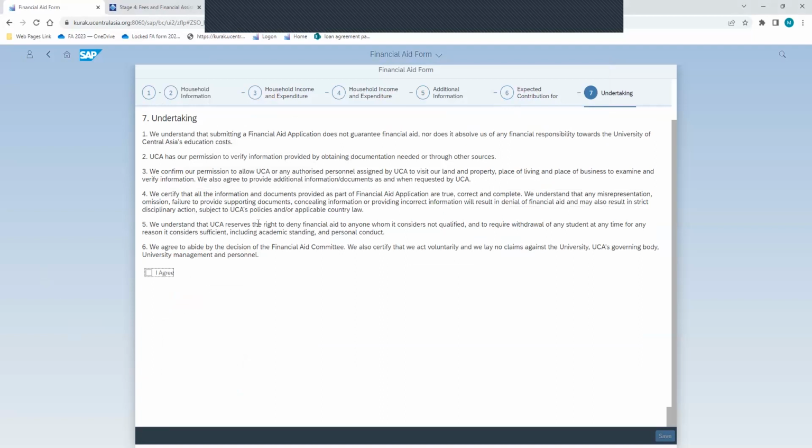You have to very carefully read step 7. It tells us that we understand that we submit a financial aid application, that UCA is given permission to verify that information, and that we certify that all the information and documents provided as part of the financial aid application are true, correct, and all these things. So you're reading it, and when you click agree, it means you have read all these 6 points, you agree with them, and then you're saving it.